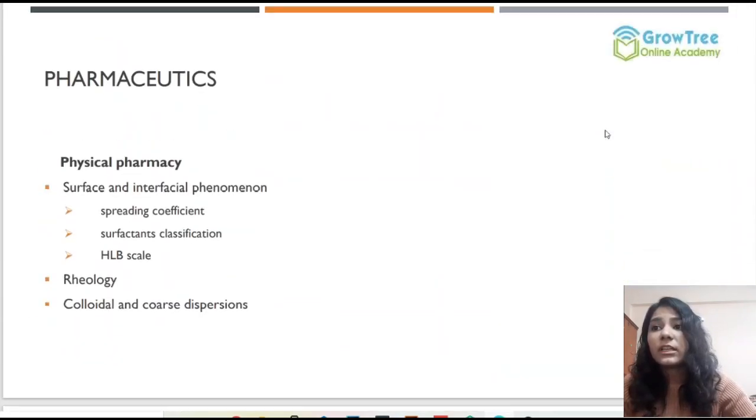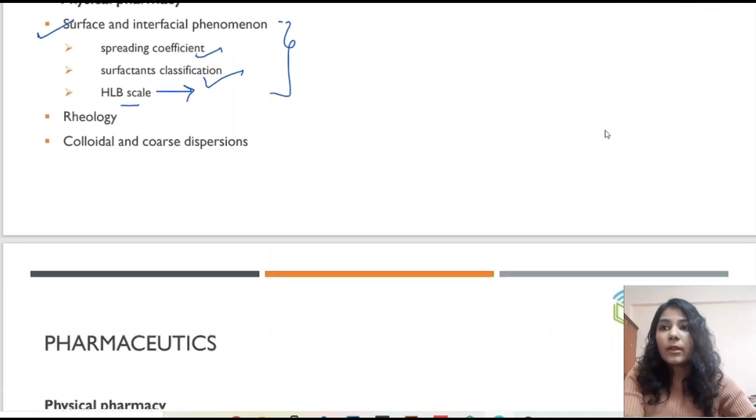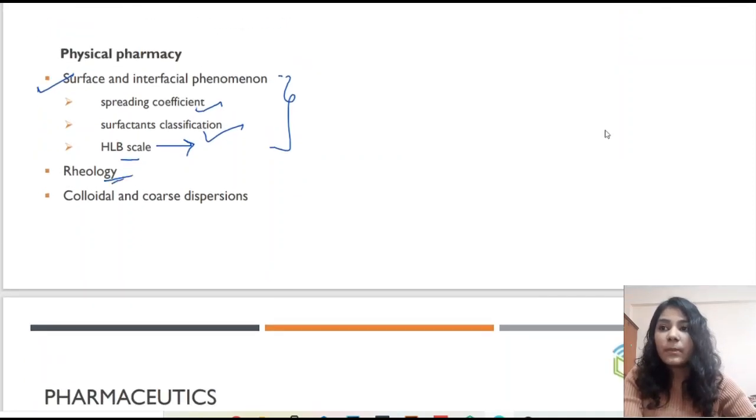Then there is surface and interfacial phenomena, and basically you can expect numericals from the HLB scale. There are various formulas for calculating the HLB of a particular surfactant, and you should be familiar with the spreading coefficient. We should be familiar with the classification of surfactants. And the next one is rheology. Rheology again is a very important topic, and you can be asked questions regarding the examples of Newtonian and non-Newtonian fluids, questions about rheopexy, questions about dilatancy.